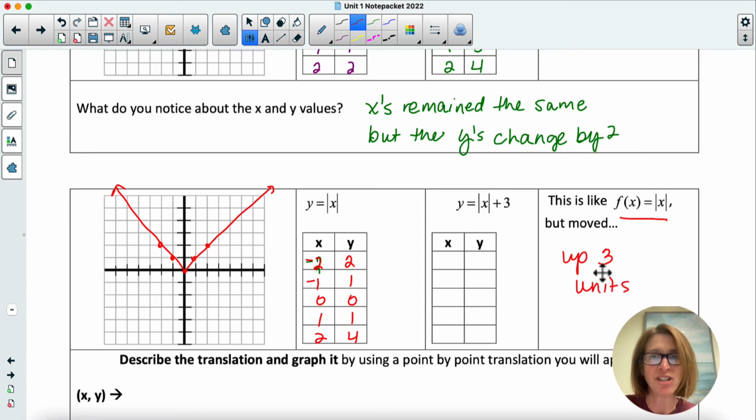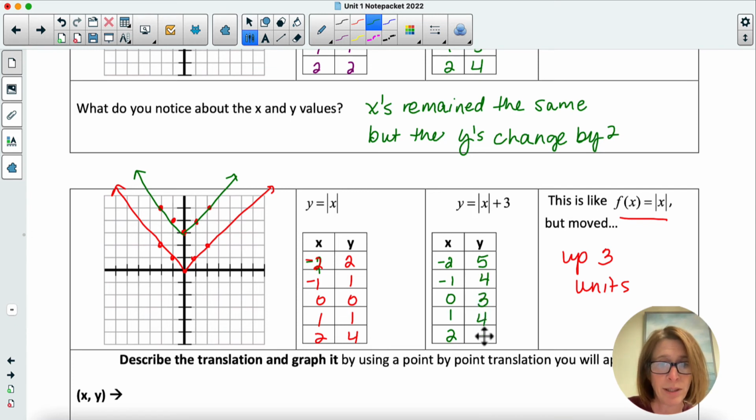So I wonder what's going to change. Hopefully you're saying, well, the x's should remain the same, but each of these points, 1, 2, 3, each of the y's should move up 3 units. And that is exactly what's happening to the graph. So it would be -2, -1, 0, 1, and 2, and then 5, 4, 3, 4. When this was (2, 2), this would be (2, 5).